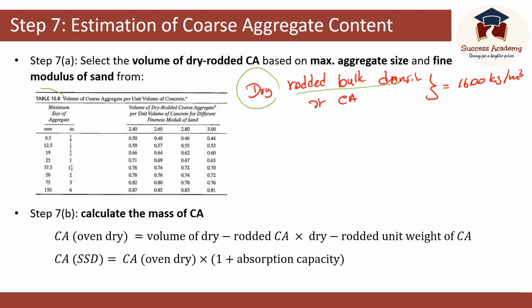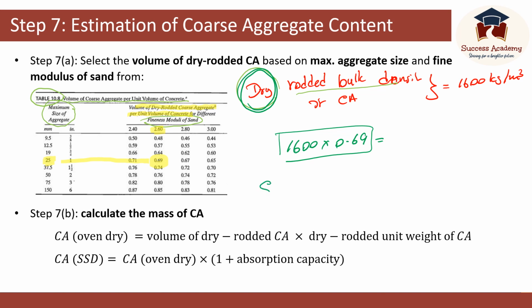So from table 10.8, we can find the volume of coarse aggregate per unit volume of concrete if we know the maximum size of aggregate and the fineness modulus of sand. For example, let's take that the maximum size of our aggregate is 25 mm and the fineness modulus is 2.6. Then we have 0.69 here, which is the volume of dry rodded coarse aggregates per unit volume of concrete. Now, if we multiply this 1600 by 0.69, we can find out the kilograms of coarse aggregates that we have in the concrete mix in the dry condition.